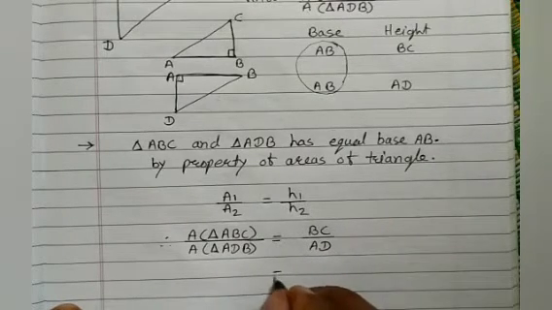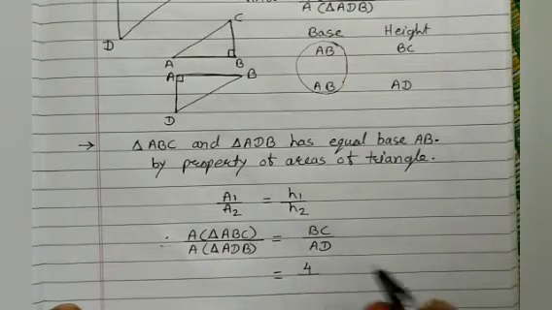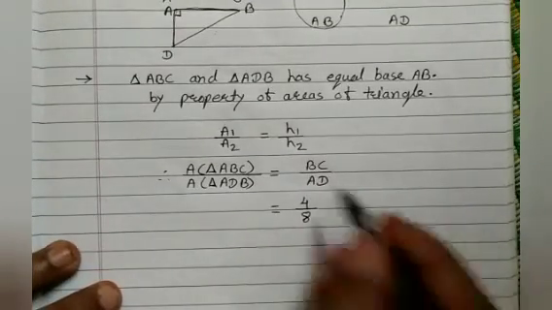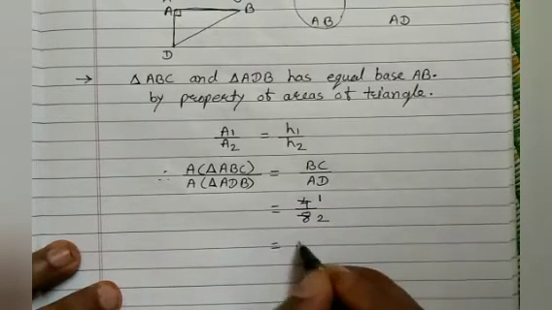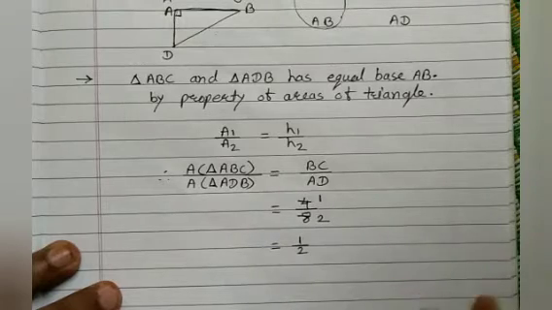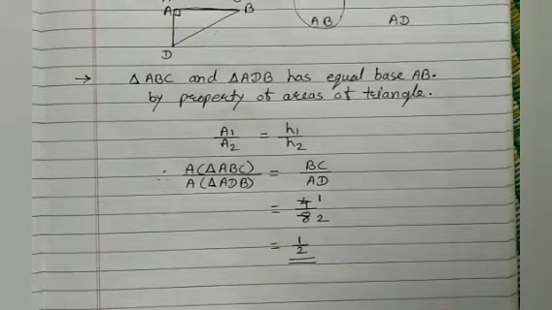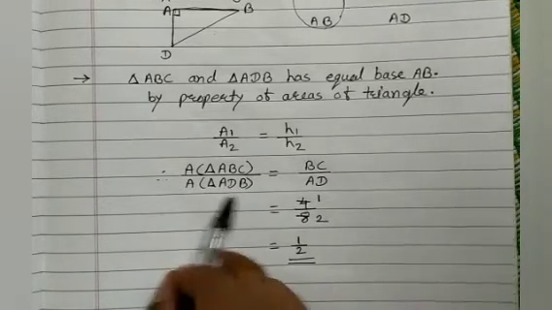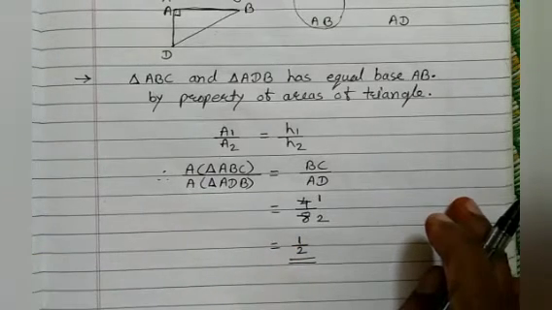Now just fill in the values. BC is 4 which is given and AD is 8 which is also given. So divide it now. 4 ones are 4, 4 twos are 8. So we get 1 upon 2. That is your answer, 1 upon 2. Ratio of area of triangle ABC upon area of triangle ADB is equal to 1 upon 2.